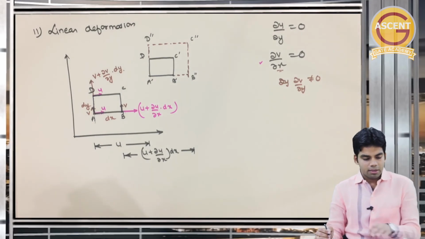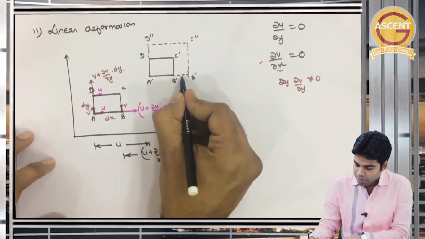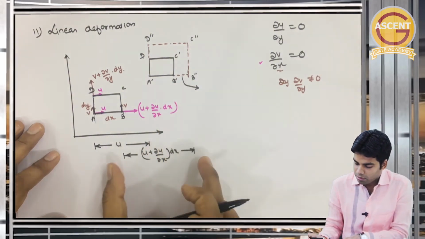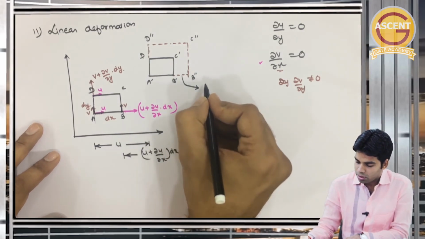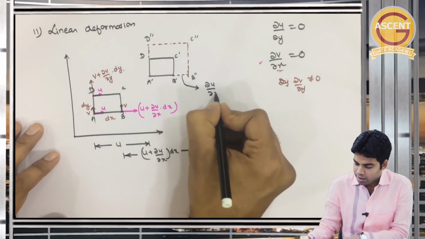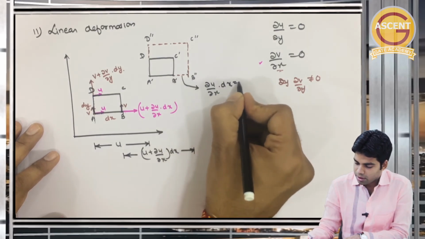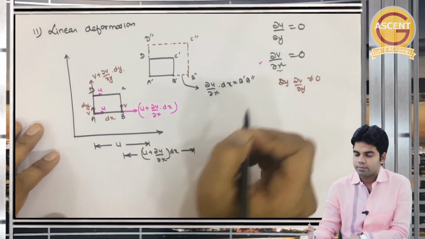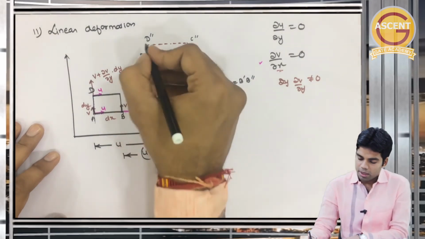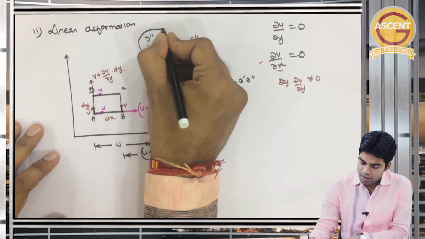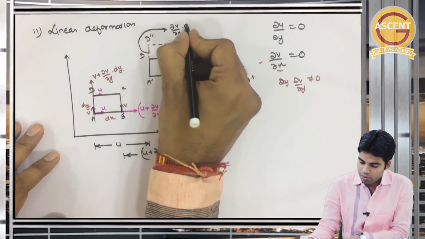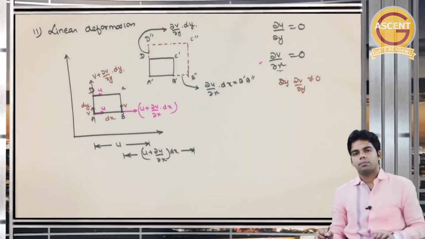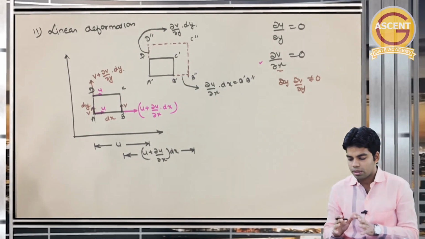Getting this now? What is the distance b dash b double dash? This distance will be this minus this, so it will be equal to del u by del x into dx. This is b dash b double dash. Similarly, the distance d dash d double dash is nothing but del v by del y into dy. So this is how the element will be deformed.